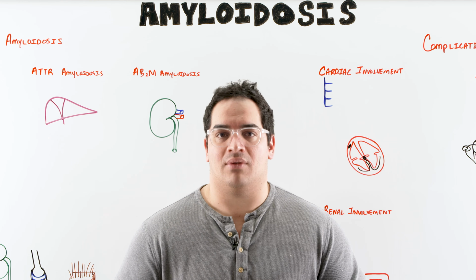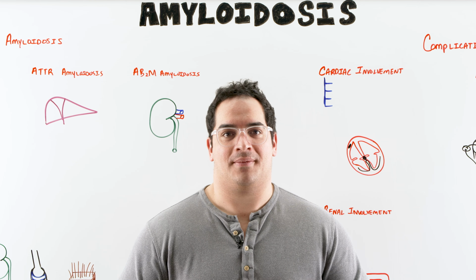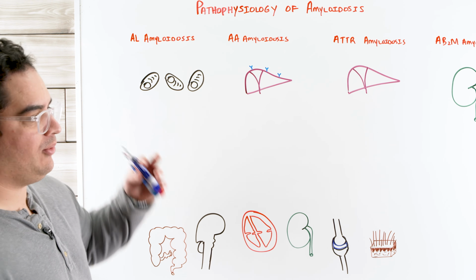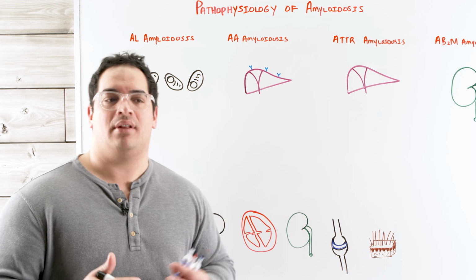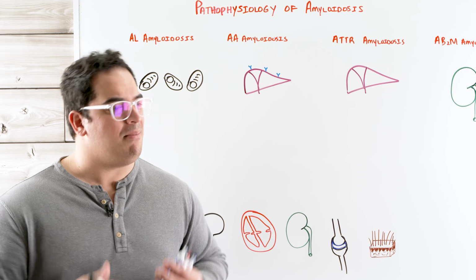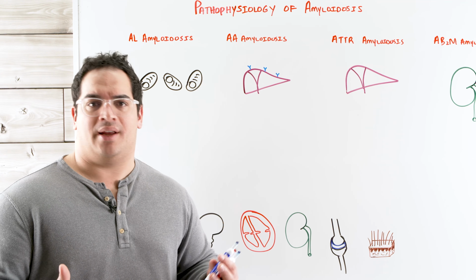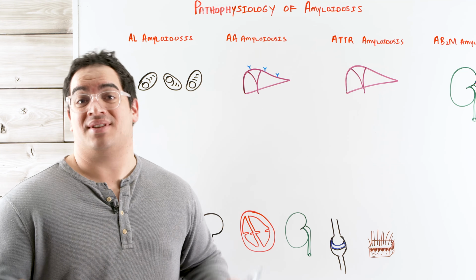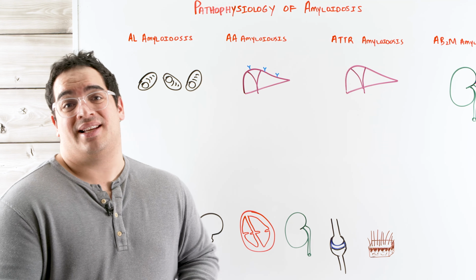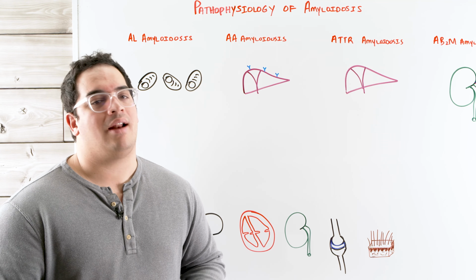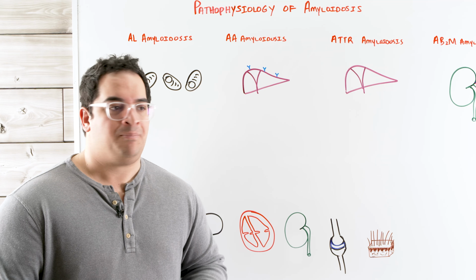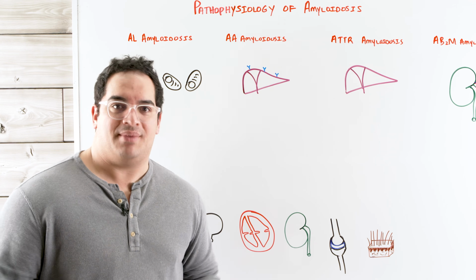But without further ado, let's get into the pathophys of amyloidosis. All right, my friends, so let's start talking about the pathophys of amyloidosis. Now, this is a disease where basically it's a buildup of amyloid proteins. These are misfolded proteins that when they accumulate in specific tissues, they trigger the apoptosis of those tissues, and that'll lead to tissue damage. There's a lot of tissues that can be affected in amyloidosis. It's oftentimes a multisystem disease.